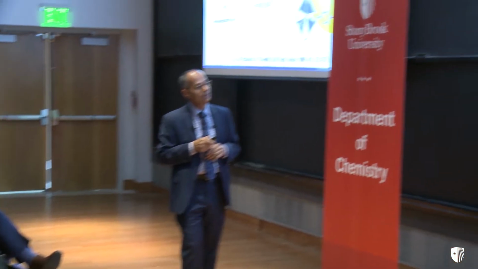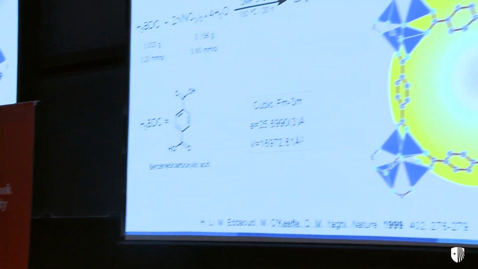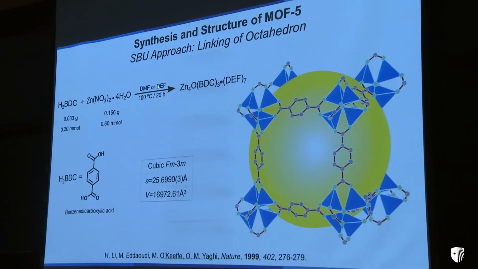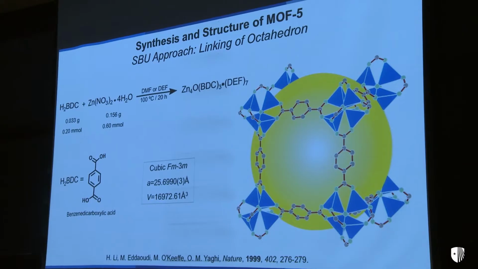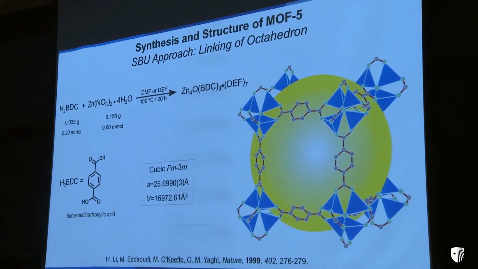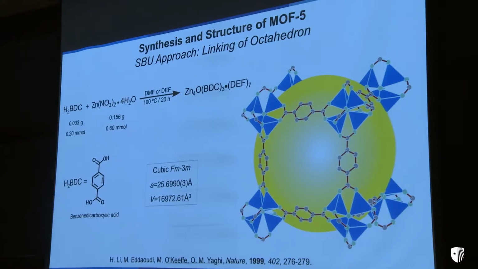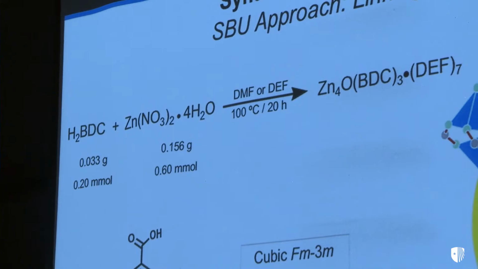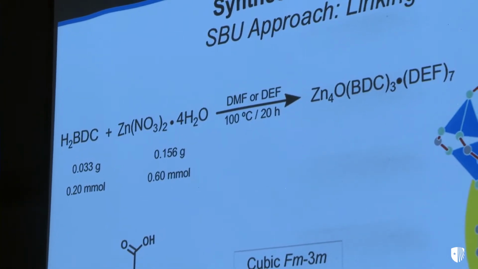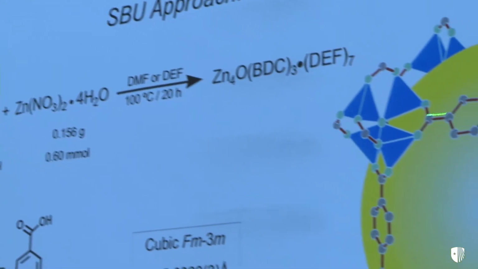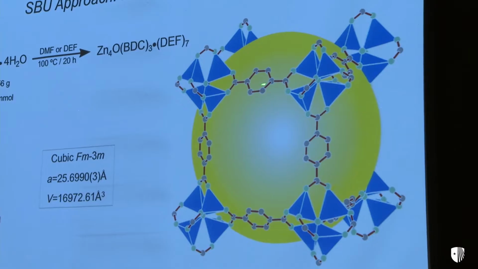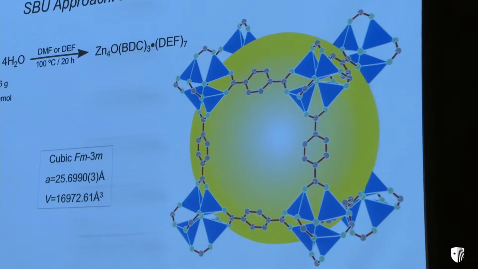So people didn't really pay attention to MOFs until we reported MOF 5. With MOF 5, we found that in fact DMF and DEF, when you heat them, release small amounts of base, and that small amount deprotonates the acid, and that gives you control of the kinetics of the reaction and control of the crystallinity, and that's why you can make crystals of this MOF. This is MOF 5, and it's made from tetrazinc building units, SBUs, linked by terephthalate. The yellow ball is there to illustrate the space within which molecules can be incorporated.